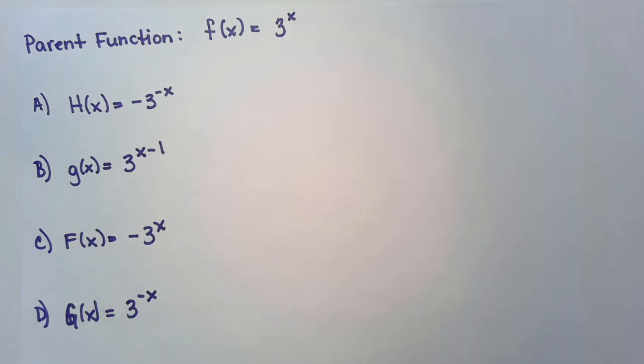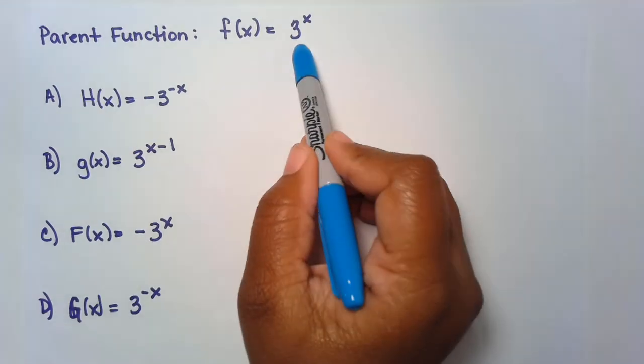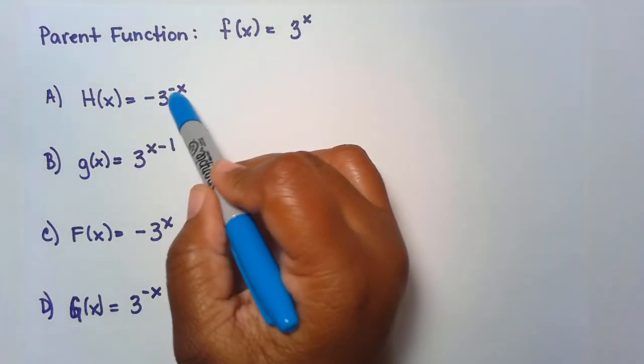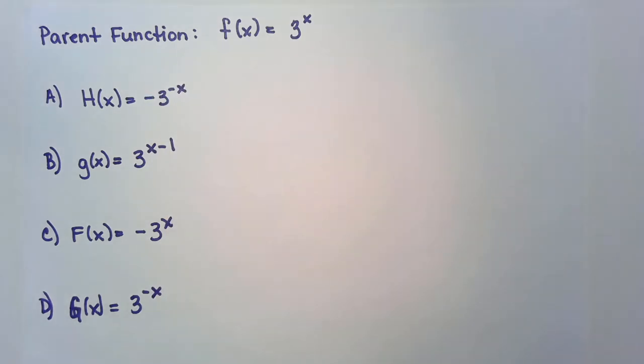So let's look at this example here. All I want you to tell me, how does this translate? Here's the parent function. How do we transform this? What will we have to do? So the first example, we have h of x is equal to negative times 3 to the negative x power.